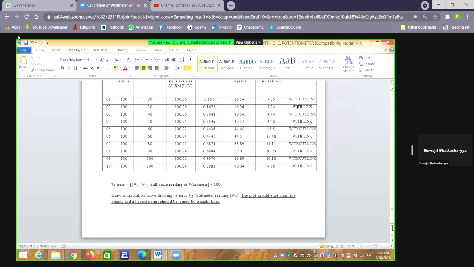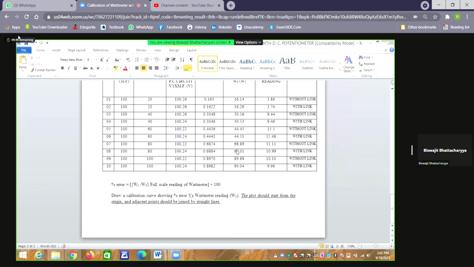Now once our calculation is complete, we have to draw a calibration curve. Calibration curve means percentage error on the y-axis and wattmeter reading on the x-axis. Wattmeter reading means this table: 20, 40, 60. There will be two curves, one with link and another without link.